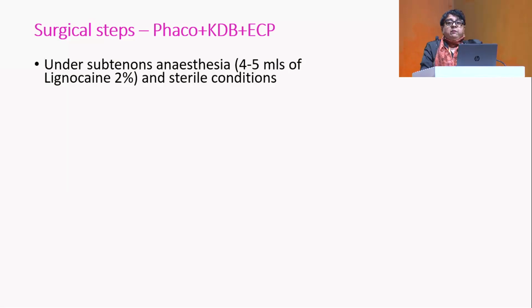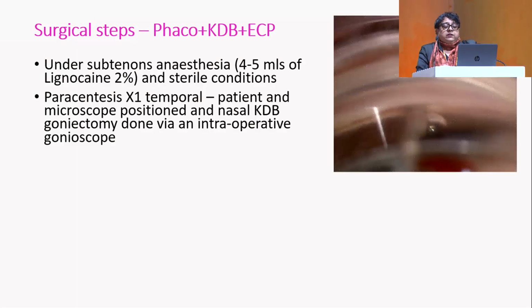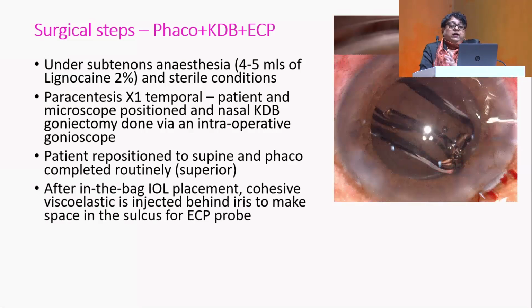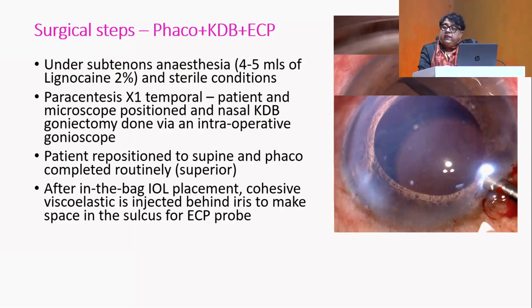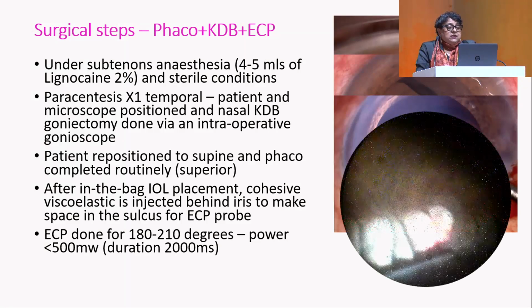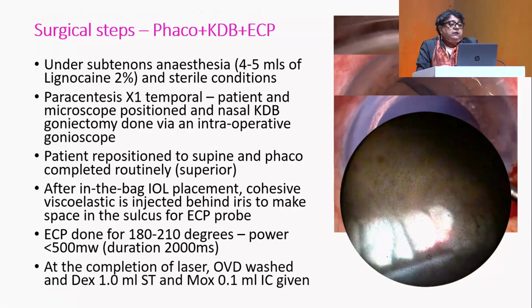The combined MIGS procedure was all done under sub-Tenon's anesthesia, in sterile conditions. First, a temporal paracentesis was done, and the patient was positioned, as was the microscope. Under intraoperative gonioscopy, the KDB was done, followed by phaco in normal position. Then, after placement of the IOL in the bag, the endoscope was introduced into the sulcus, and as you see, ECP was done.